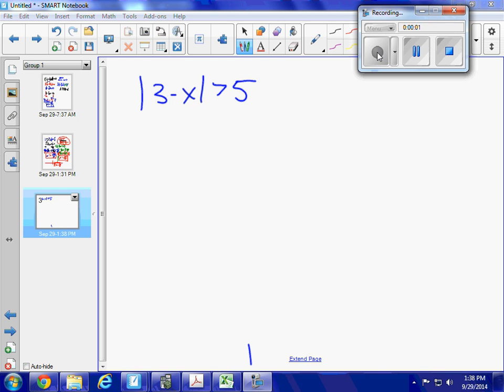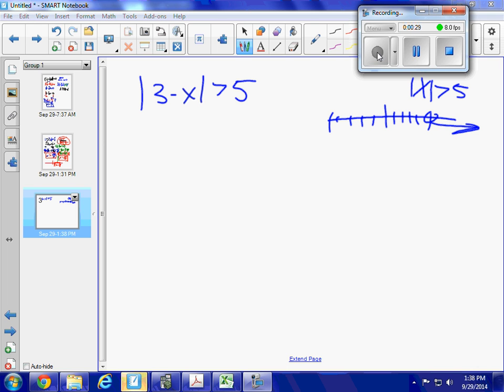Here's another absolute value inequality that I have to solve and graph. So I know that my absolute value is going to be greater than 5. Again, I'm thinking here, if I had a number line, and I was just doing absolute value of x greater than 5, 1, 2, 3, 4, 5, 1, 2, 3, 4, 5, I certainly know that all these numbers would have to be there.